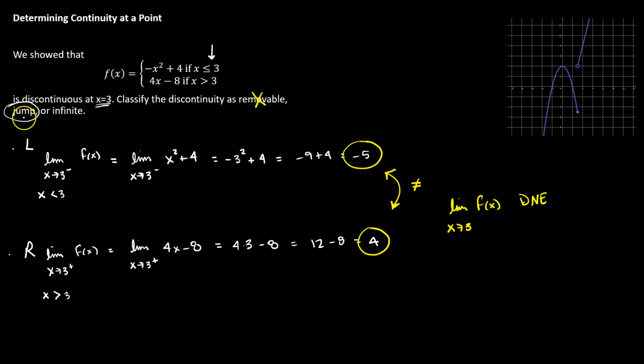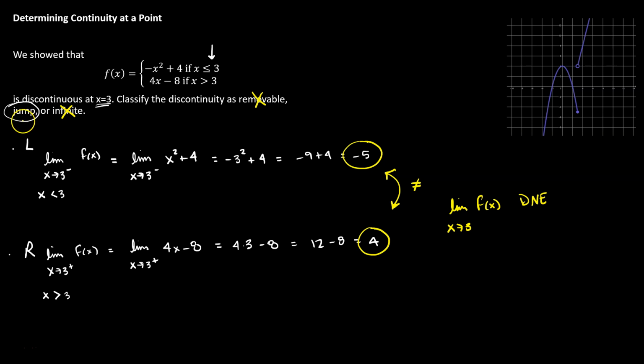That leaves us to check if it's jump or infinite. If it were an infinite discontinuity, then the left limit or the right limit would have to be infinite. But neither one of these are infinities. So we know that they're equal to real numbers, not infinite, which leaves the only possibility would be a jump. Now the last thing we need to do, now that we've eliminated infinite and removable as our discontinuity choices, we need to make sure that it definitely is a jump discontinuity.